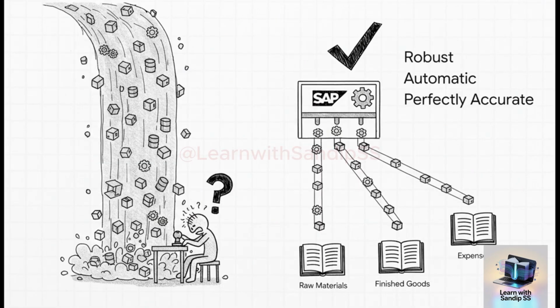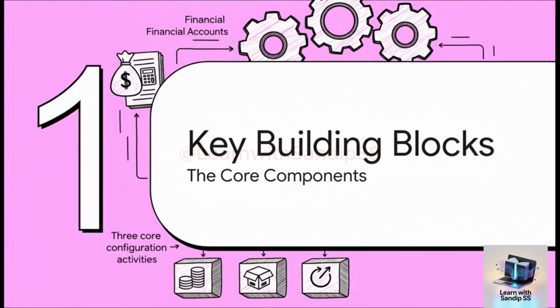And this isn't just about making things easy, it's absolutely crucial. Big companies are processing thousands, maybe even tens of thousands of material movements every single day. Can you imagine trying to manually assign a GL account to each one? It'd be an absolute nightmare. So you need a system that gets it right instantly, every single time. So how does SAP pull this off?